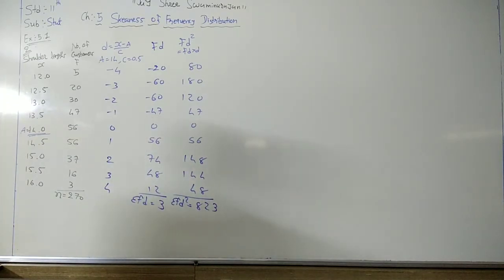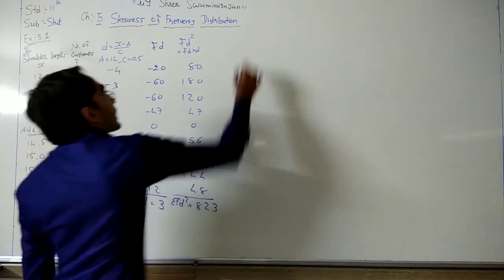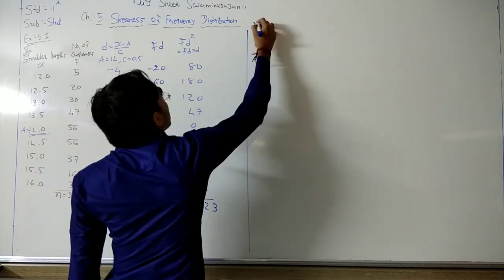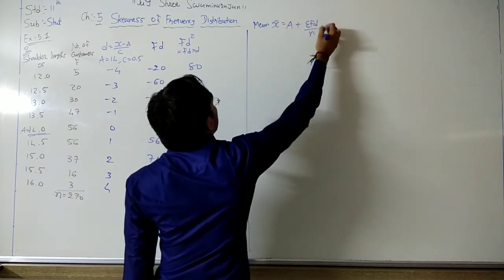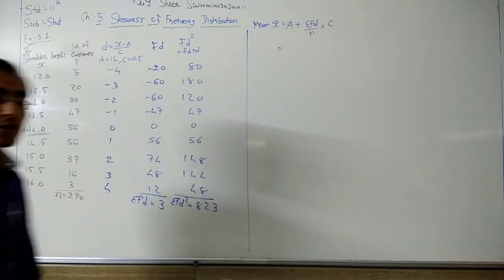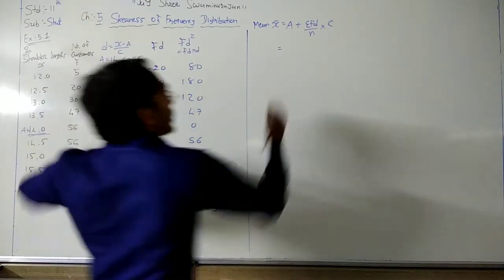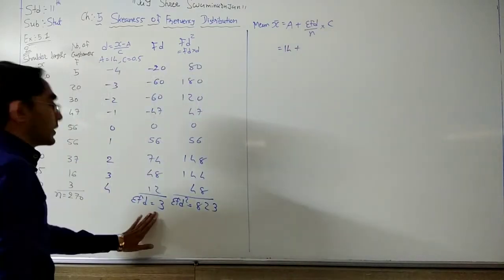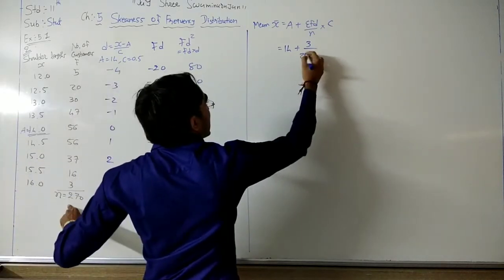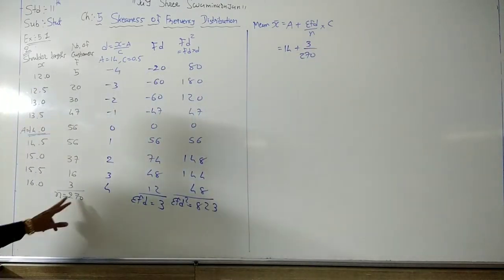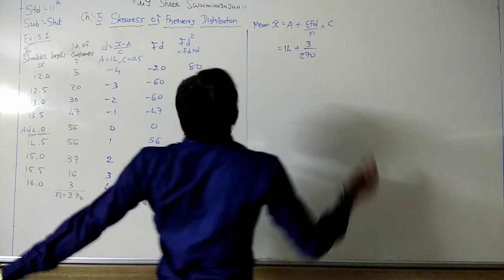Okay. After that, we need to find the mean, x bar. So mean x bar is A plus sigma FD divided by n, into C. Here we are using the step deviation method, so we need to multiply with C. Now assume A is 14, plus sigma FD 3, divided by n, which is 270. It is already given in the equation, total number of customers 270. Otherwise you can find the addition of frequency, right? Multiply C, it is 0.5.